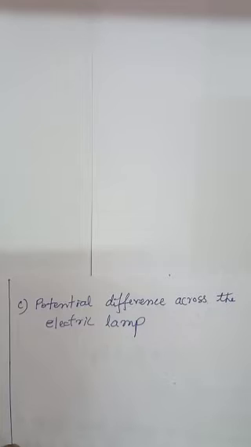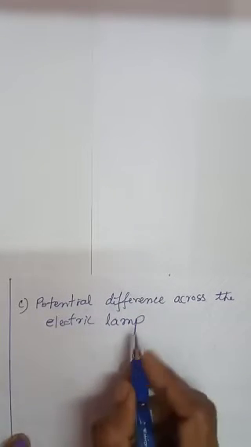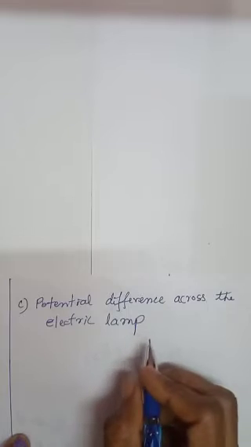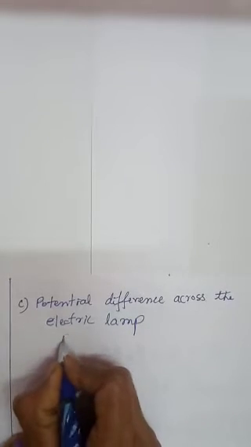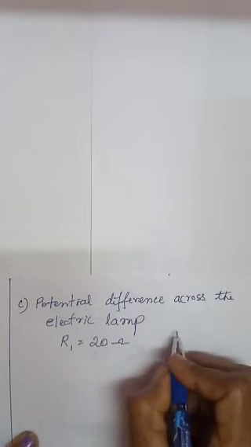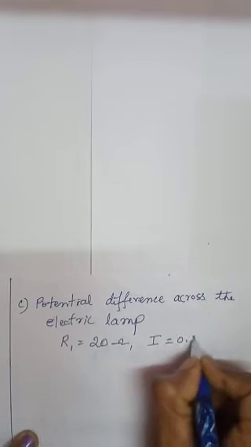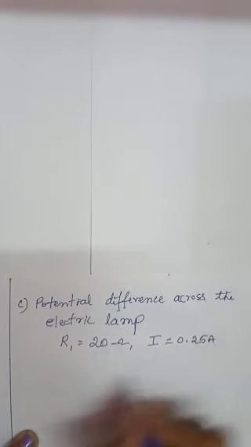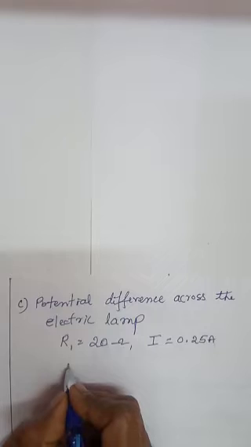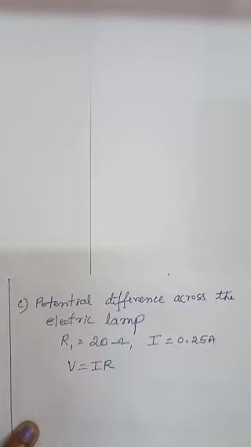C part of the question, calculate the potential difference across the electric lamp and conductor. First calculate the potential difference across the electric lamp. The resistance of the electric lamp is given. It is R1 is equal to 20 ohm. The current flowing through the circuit is I is equal to 0.25 ampere. Use Ohm's law. It is V is equal to IR.